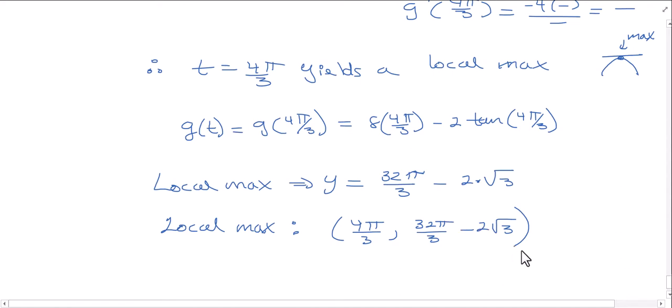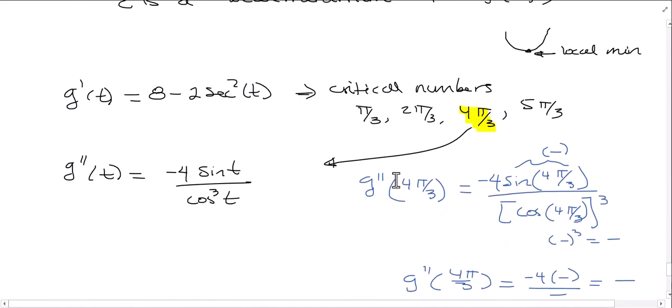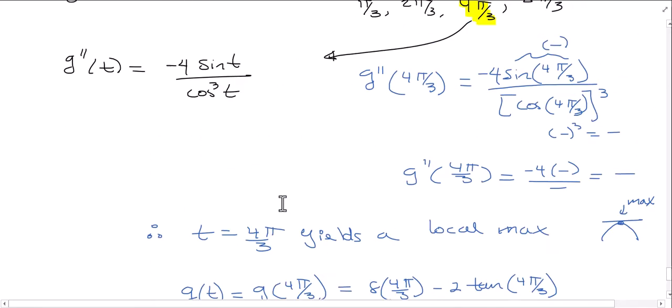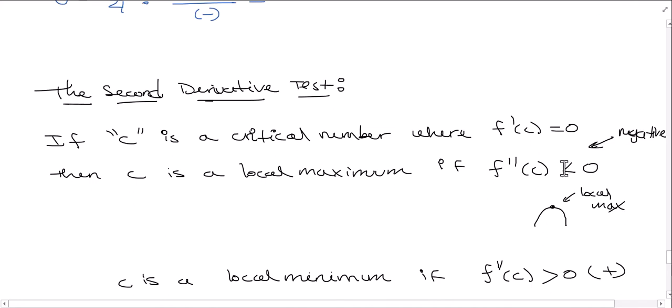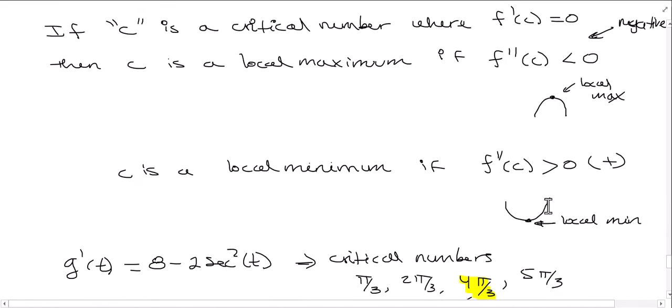Now this is not an absolute max, even though we are on a closed interval 0 to 2 pi, where you could find the absolute maximum value. But this is just how you find a local max. To determine if a critical number is a max or a min, you can take the second derivative and plug your critical numbers into it. If the second derivative is negative, then that critical number gives you a local max. If the second derivative is positive, then that critical number gives you a local min.